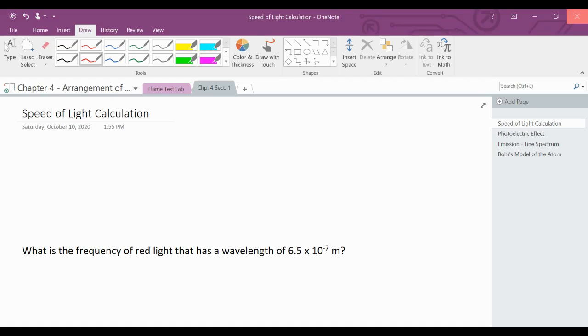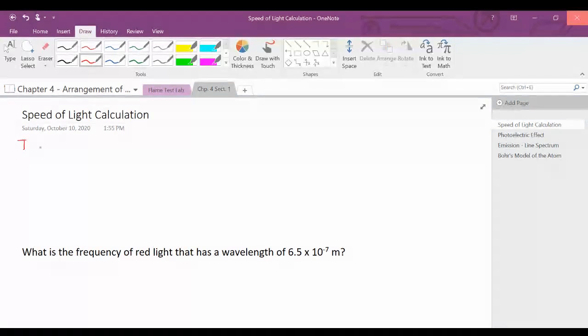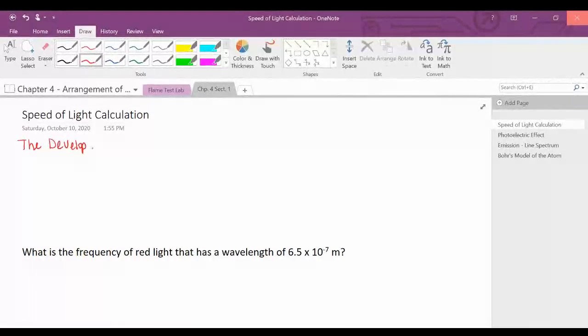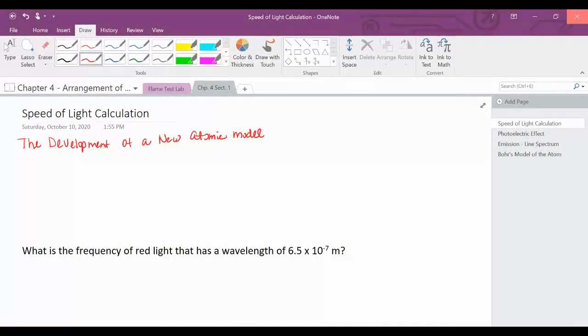So, this is Chapter 4, Section 1, the development of a new atomic model. So, let's talk about where we left off. The last time we talked about atomic theory, we had looked at Rutherford's model of the atom.